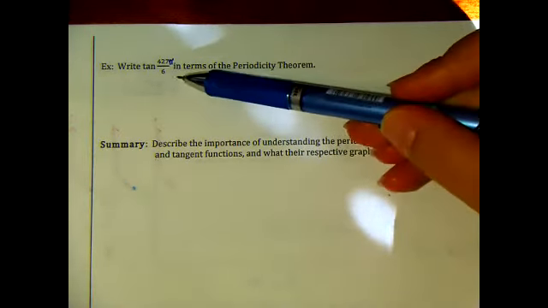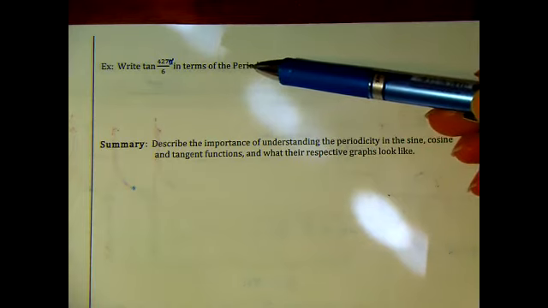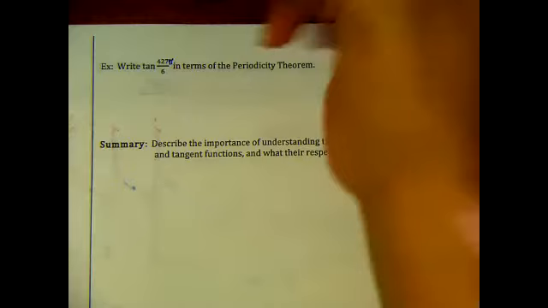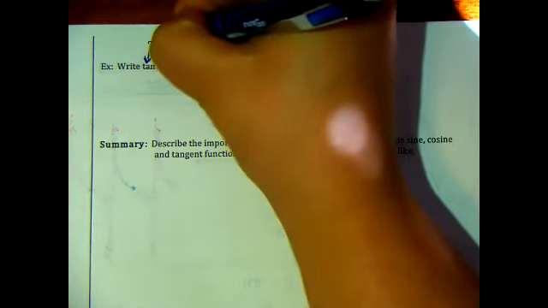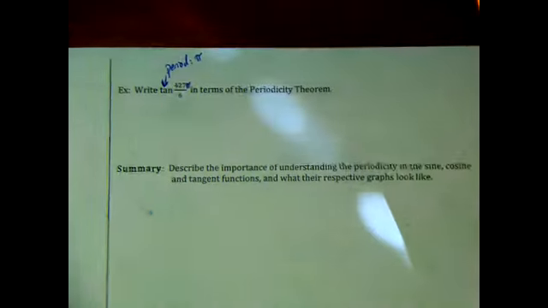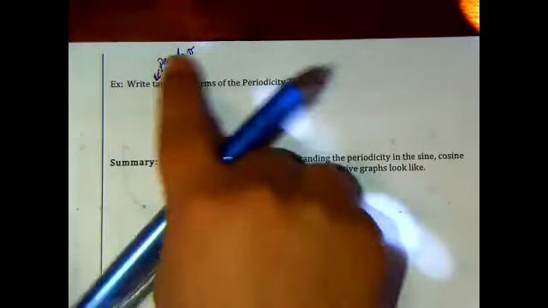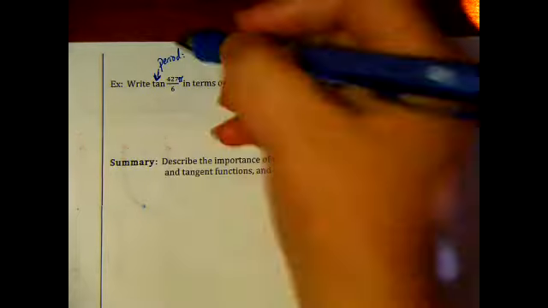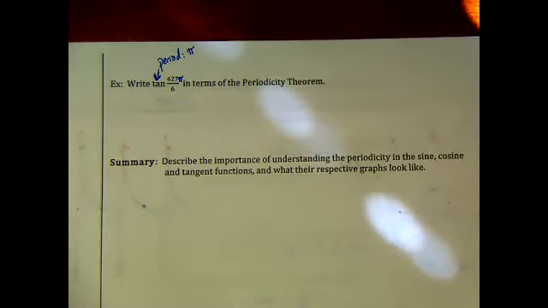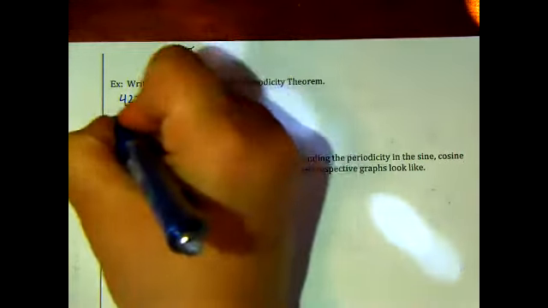So we want to write tangent of 427 pi over 6 in terms of the periodicity theorem, right? Since we're dealing with tangent, the period we're dealing with is pi, not 2 pi. So to see how many periods of pi are in this angle, I need to divide by the period. I'm going to take 427 pi over 6 and divide by the period of tangent, which is pi.